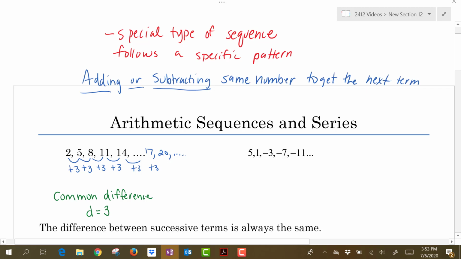When I look at the next sequence, to get from 5 to 1, I would subtract 4. To get from 1 to negative 3, again, I would subtract 4, and then subtract 4. So this is also an arithmetic sequence, and the common difference here is negative 4. So the common difference can be positive or it can be negative.